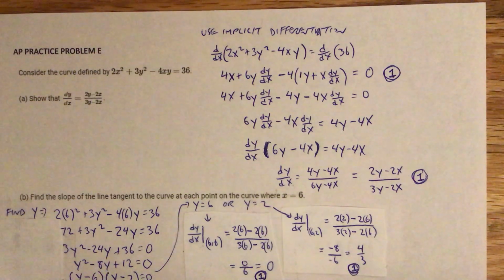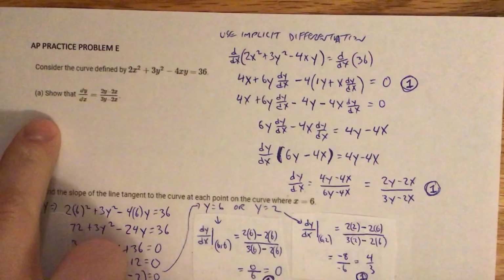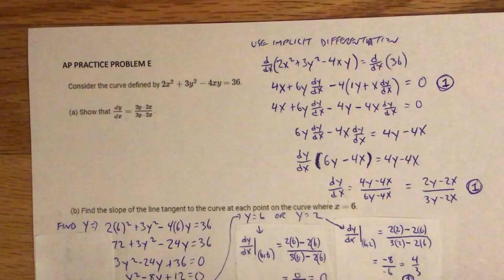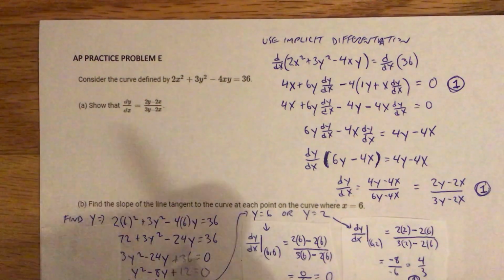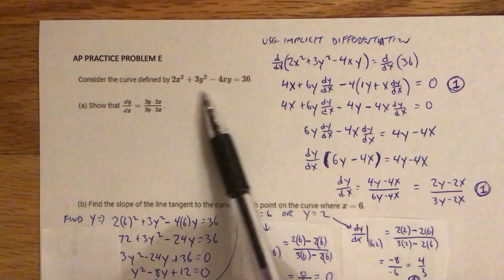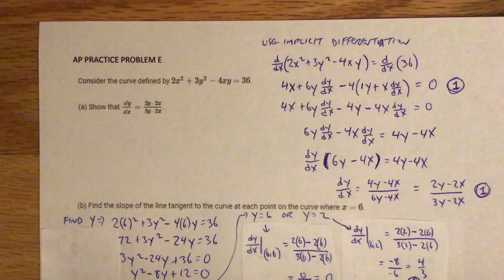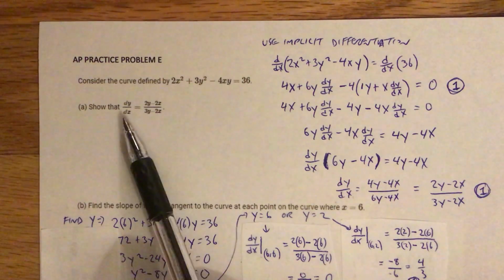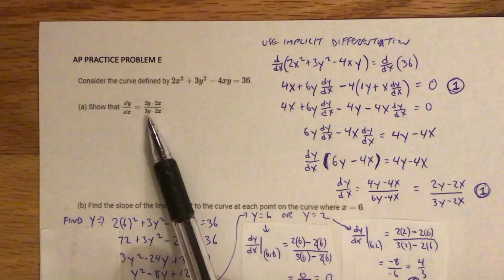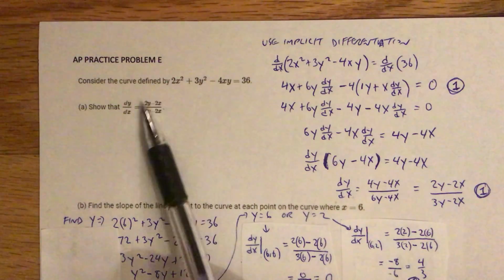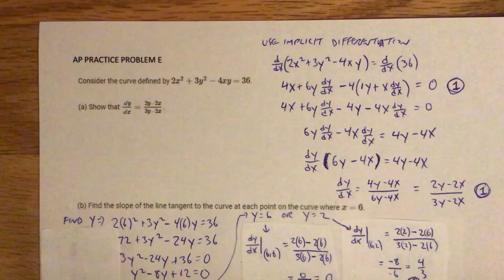All right, so let's just look at the main problem. They give us this curve, 2x squared plus 3y squared minus 4xy equals 36. This is not actually a function, it's a relation, so we're not able to actually get y by itself. They do want us to still show, though, that the derivative, dy dx, the derivative with respect to x, is this expression. And we can tell it's implicit because it has y's and x's in it, where a regular derivative just has the one variable. This needs both variables to be expressed.